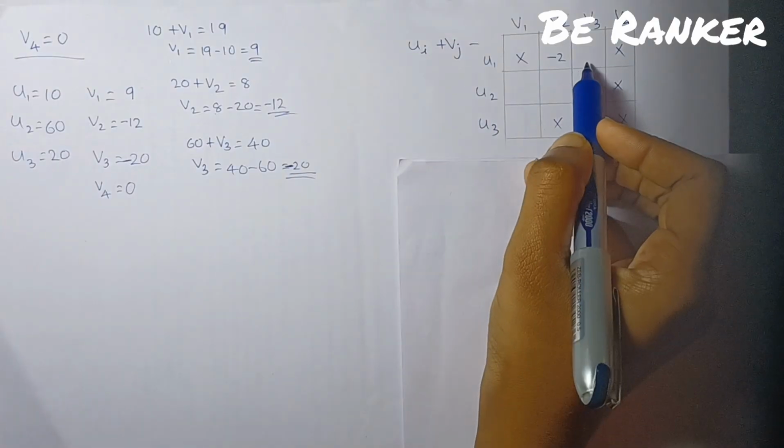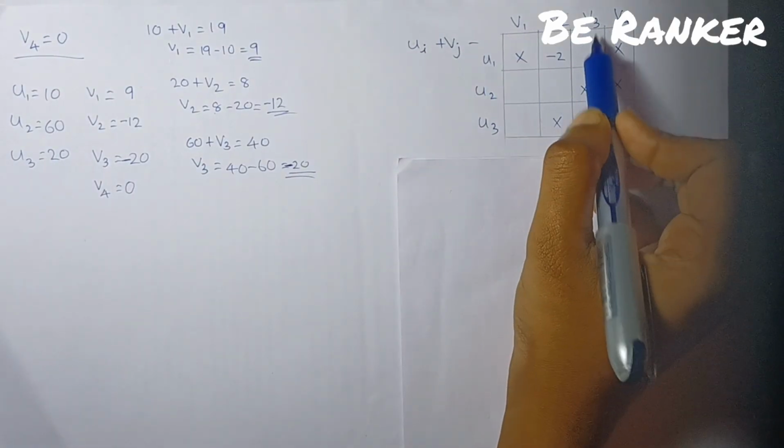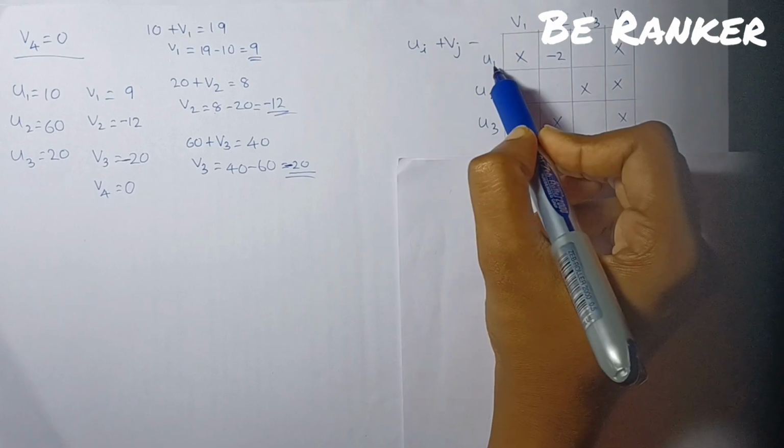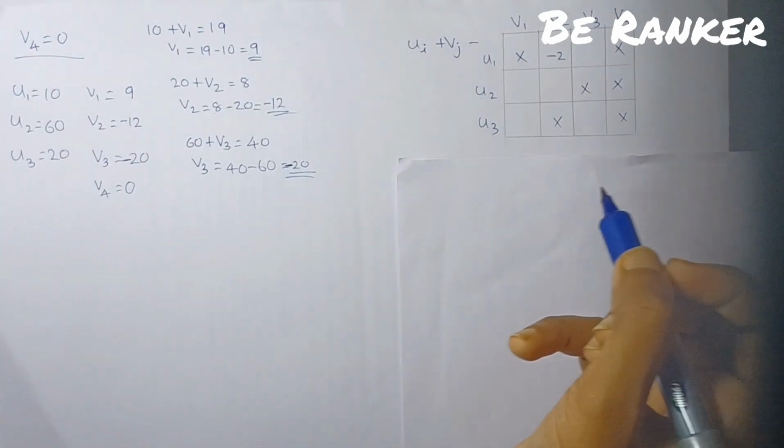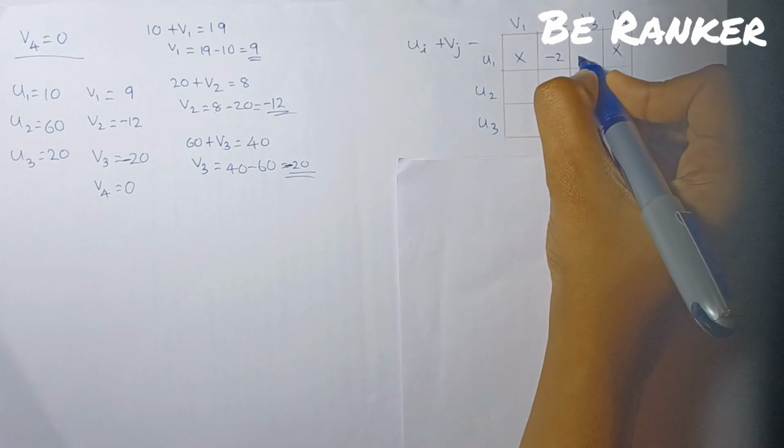So here this cell is the V3 column and U1 row. That means U1 plus V3. Here U1 is equal to 10 and V3 is equal to minus 20. So 10 minus 20 is equal to minus 10. So I write minus 10 here.